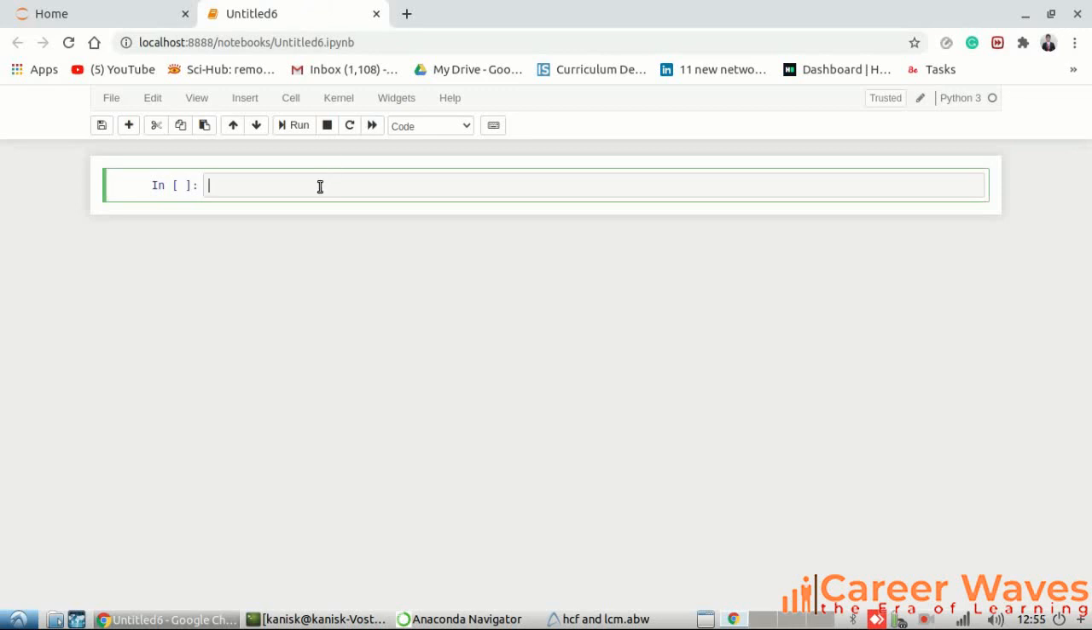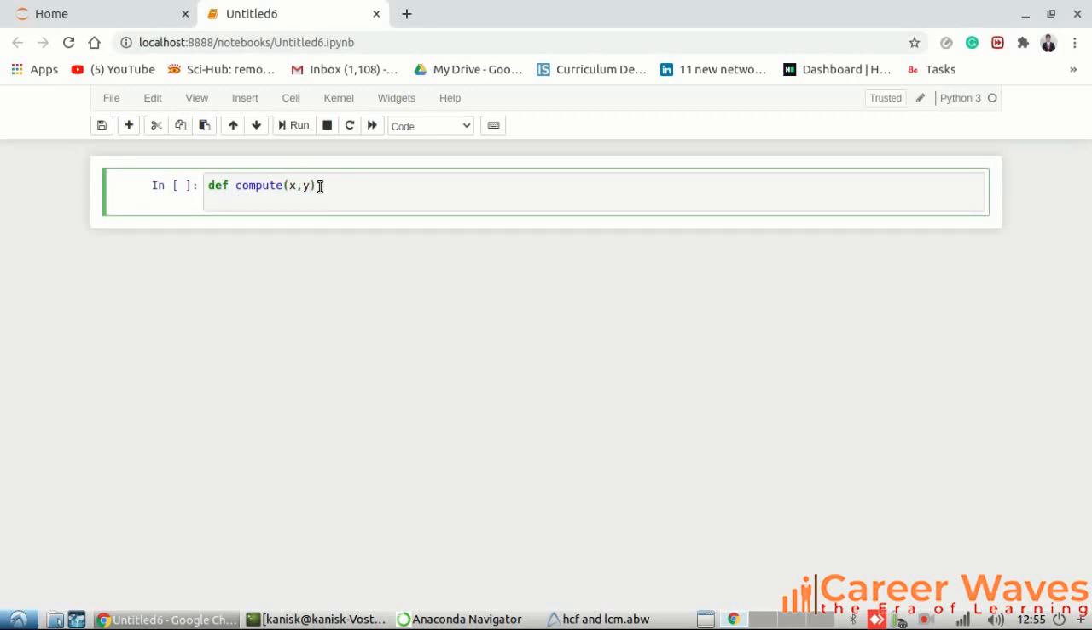So one function is already given for this ID, def compute(x, y). Now we are computing HCF, so the code will be given like this. We are computing for HCF, so we have to detect which is the smaller number.